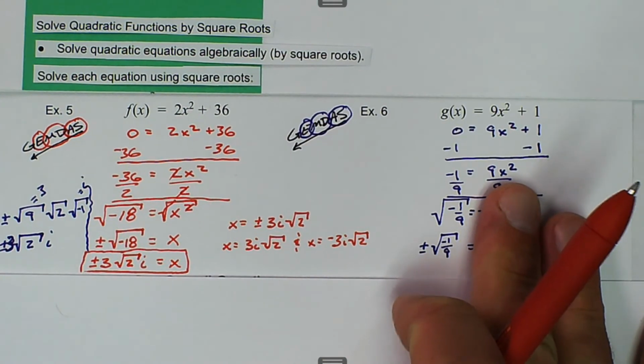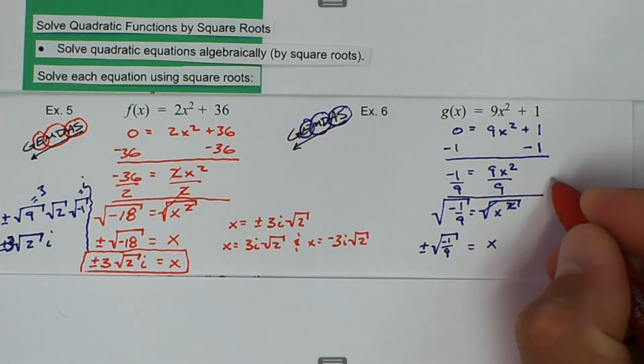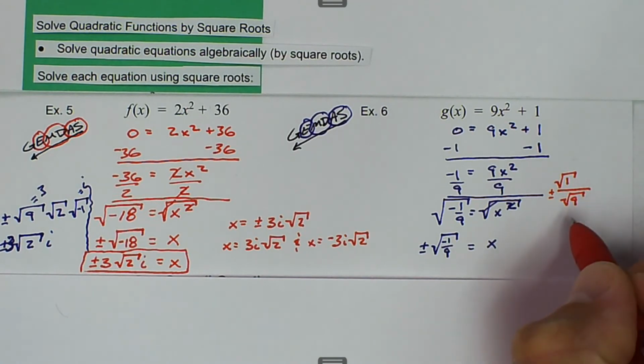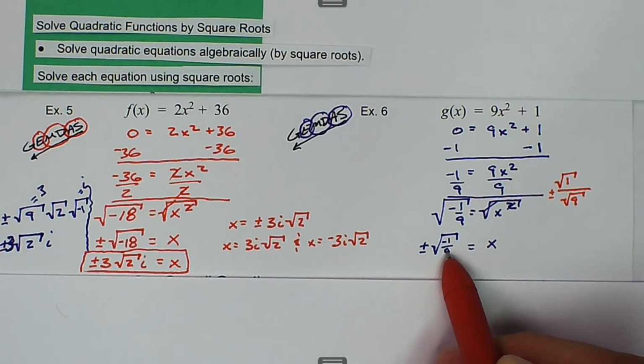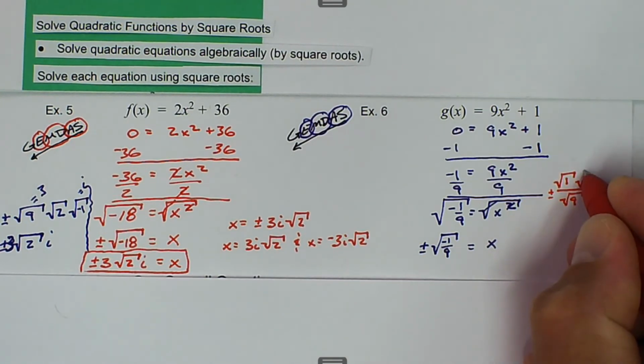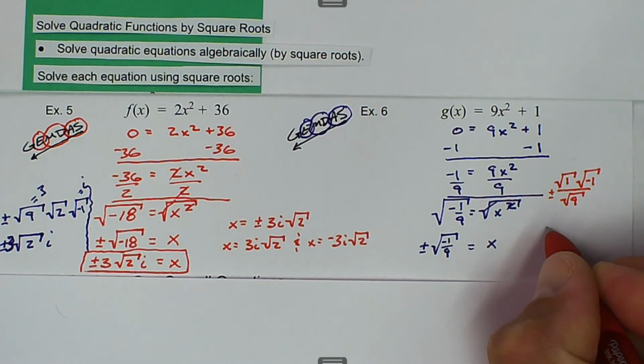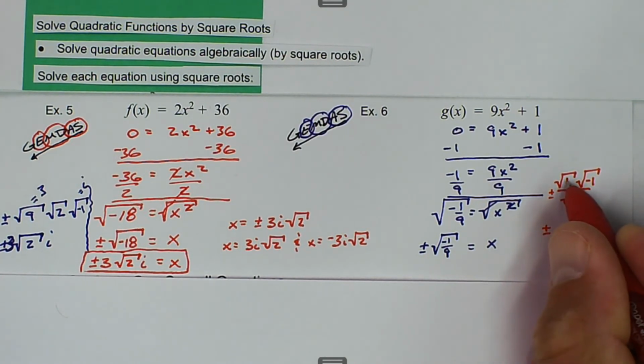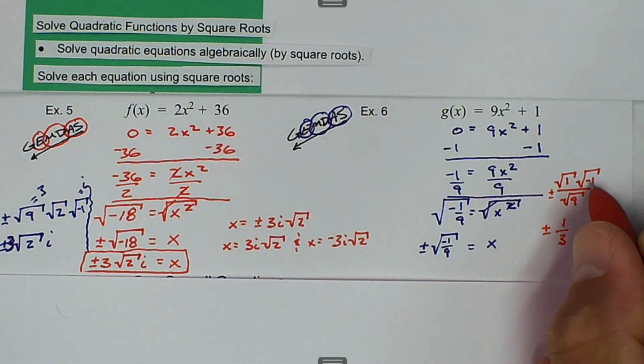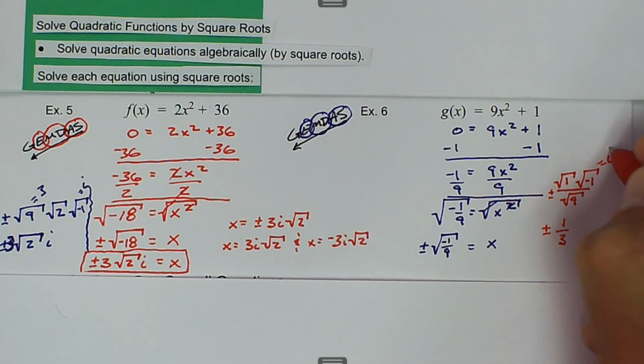And so we can write it down as plus or minus the square root of 1 over the square root of 9. So we accounted for the 1, we accounted for the 9, and now we still need that negative sign. And then we have the square root of negative 1. Okay. Now we can rewrite all of this as plus or minus. The square root of 1 is 1. The square root of 9 is 3. And the square root of negative 1 is i.